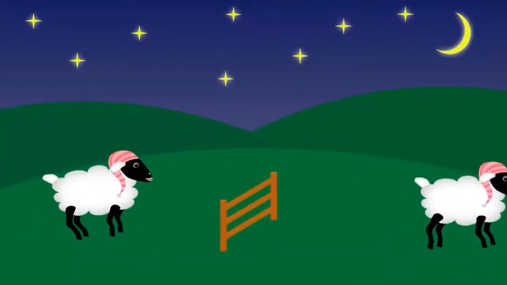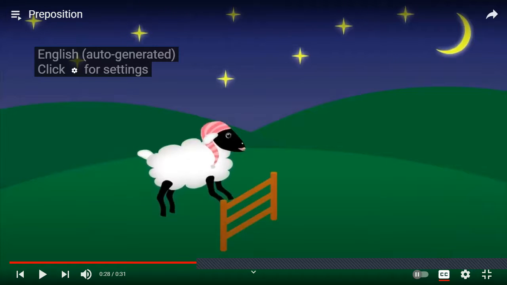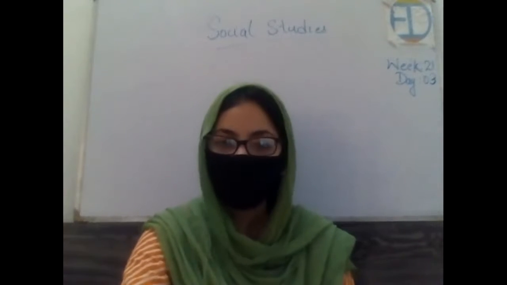The sheep are jumping over the hurdle. And the last one is that the sheep are jumping over the hurdle. Now, from this, you get the idea about the word over, right? At what position we will be using the word over. Got it? Okay, class. So those were a few examples of the prepositions, and these are the most common prepositions that we use in our daily life.